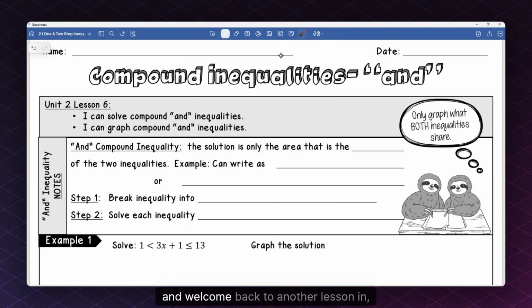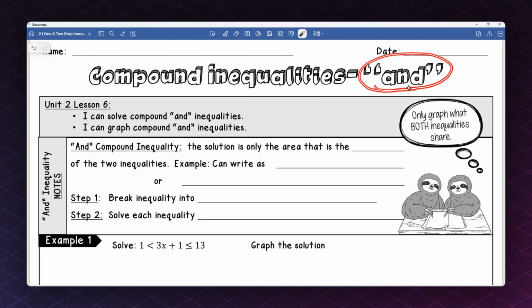Hello, everybody, and welcome back to another lesson in Algebra 1. Today's lesson is Unit 2, Lesson 6. We're going to continue our studies of inequalities, specifically in this case, compound inequalities. Now, remember, last lesson we talked about "or" inequalities where the solution had to be in the range of one of the inequalities or the other one. Today's different because it's "and" inequalities. So what does that mean?